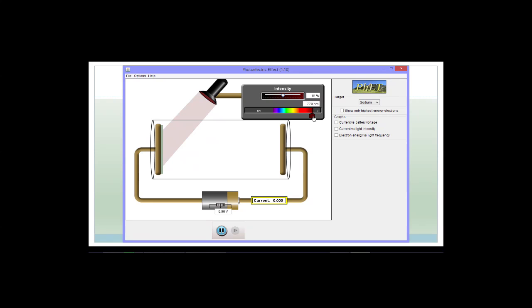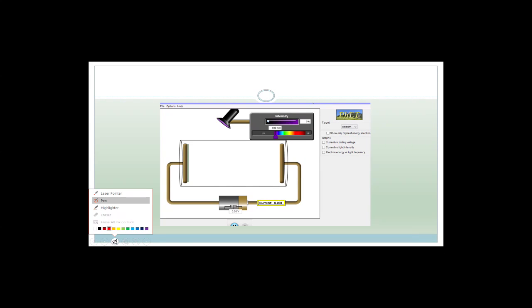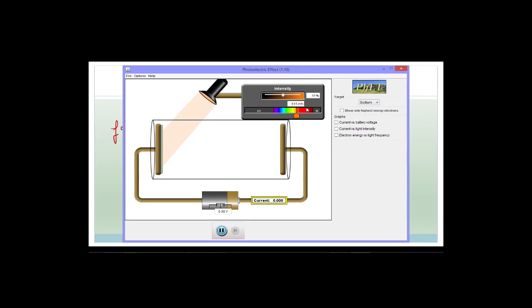If my frequency is very low, so we're looking at infrared, 770 nanometers, I'm now going to increase my frequency. The nanometers is the wavelength, and we know that frequency is proportional to 1 over the wavelength. So what we're saying is that the shorter the wavelength, the higher the frequency, okay?